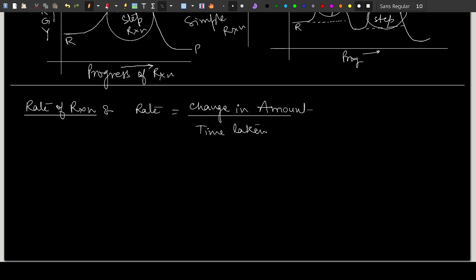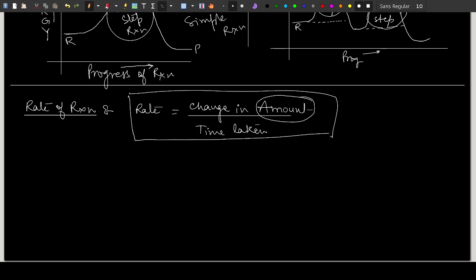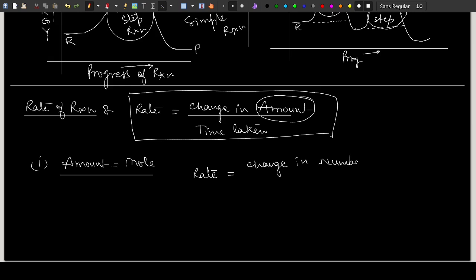Here we can say this is the rate. Here I wrote amount, so amount may be mole. When we take amount equal to mole, then we can say rate is equal to change in number of moles upon time taken.